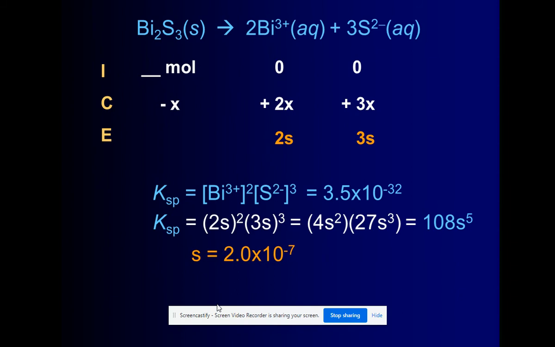So your insoluble solids are going to have very small Ksp values, while your more soluble solids are going to have very large Ksp values.